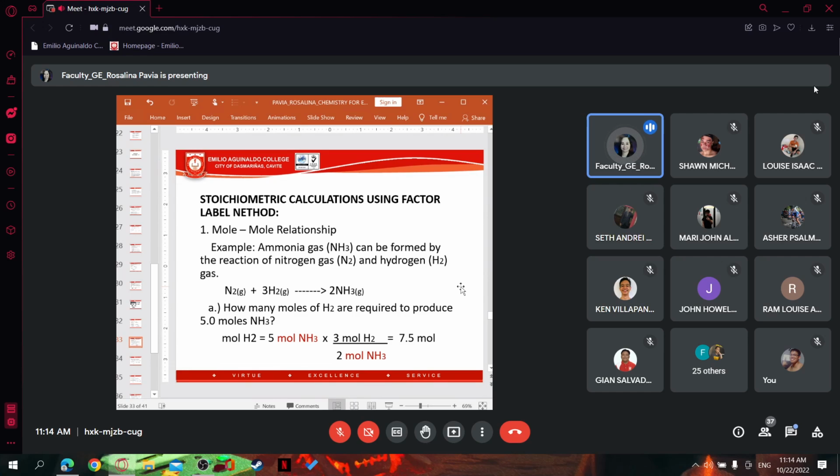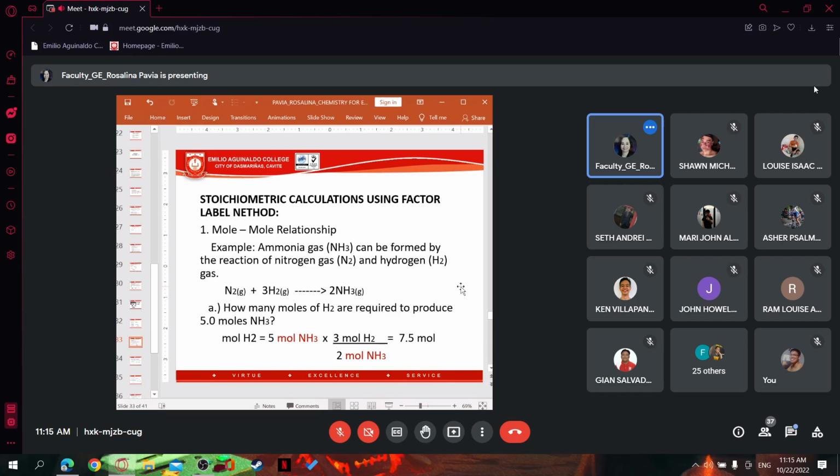Tama ba ako? Did you encounter stoichiometry? Wala po, ma'am. Determining the amount of reactants and products, hindi yun na-take up. Hanggang balancing lang kayo. Tama ba? Yes po.